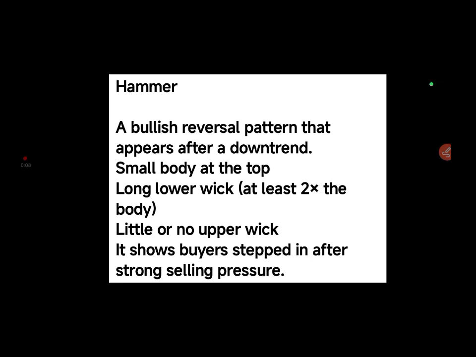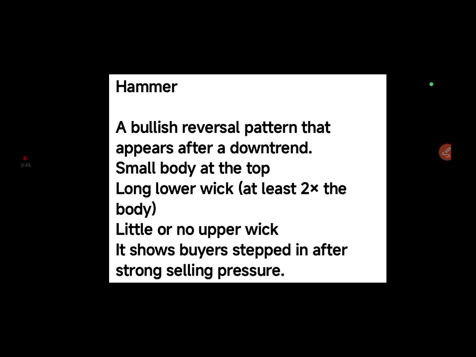When the price or the shares are depreciating, that means the company is not performing well. Not that they are a failure, but it's not performing well at that moment in time. So let us go to the hammer. What is a hammer? It's a bullish reversal pattern that appears after a downtrend. A small body at the top, a long lower wick at least 2 times the body, and little or no upper wick. It shows buyers stepped in after strong selling pressure. This hammer is telling us that it's a reaction to selling pressure at a level.